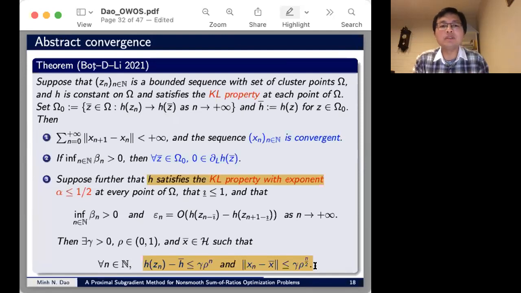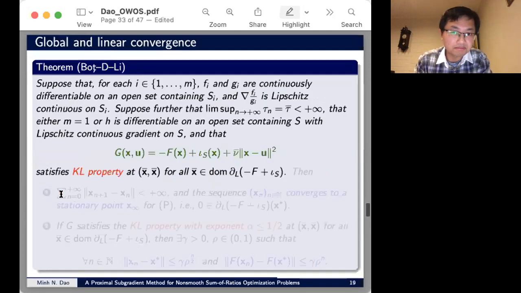Actually, we still have the other convergence rates. When alpha equals 0, then we have finite convergence, and when alpha is bigger than 1/2, we have sublinear convergence. But I don't show it here. And applying our abstract framework, we obtain global convergence and linear convergence for our proposed methods.